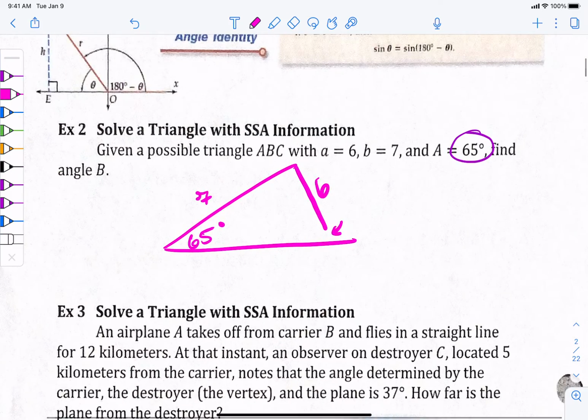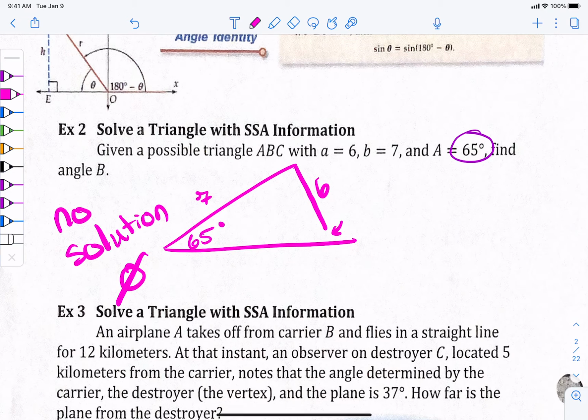Given a possible triangle ABC, find angle B. We can't. No solutions. You cannot find angle B because there is no solution. If you want to draw a circle with a line through it, this does not even make a triangle. We can't even find angle B, because angle B would be over here, right? If 7 is here, angle B would be across from that. But the two sides don't come together, because it's too short.